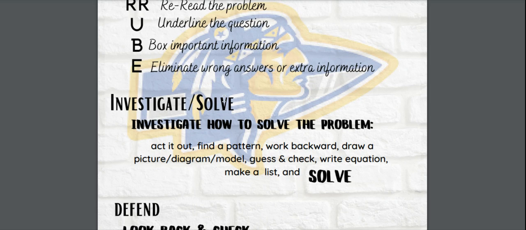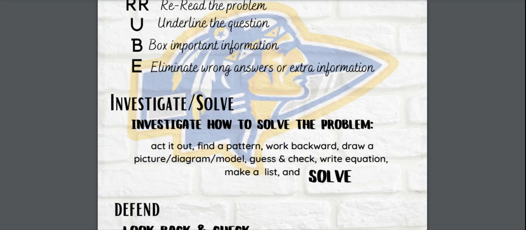Then we're going on to investigate/solve. Those kind of go right together. Investigate how to solve the problem. So you can choose from one of the things listed below. You could maybe act it out, like pretend you're one of the characters in the word problem. That's one of my favorite things to do, especially if you're struggling on reading someone's name. You can always insert your own name into the word problem.